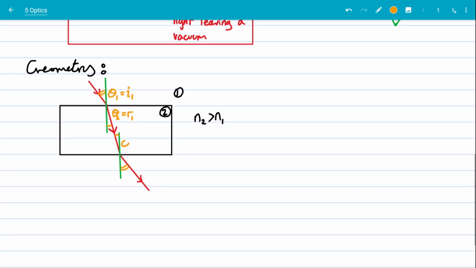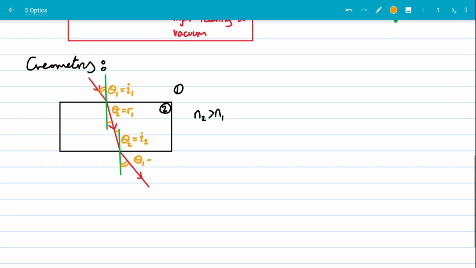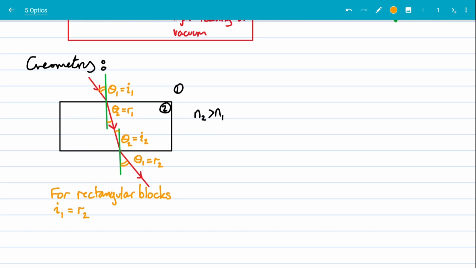But then when we come down to here, this is still θ2, that's the same angle, but now it's the angle of incidence at the second boundary. And this angle here is θ1, it's the same angle as θ1, you can measure it, but that's now the refraction from the second boundary. So for rectangular blocks that the light is going through, we can see that I1 is going to be equal to R2. We can see that R1 is equal to I2.